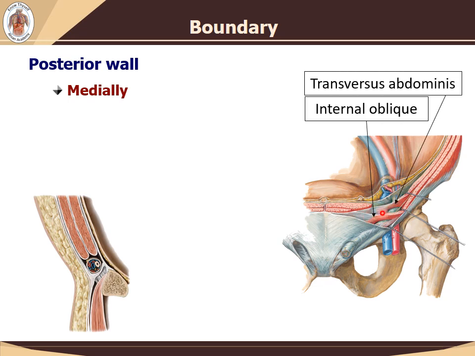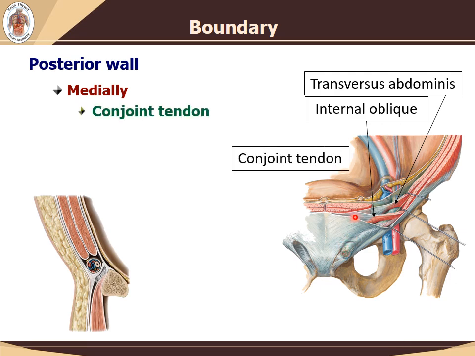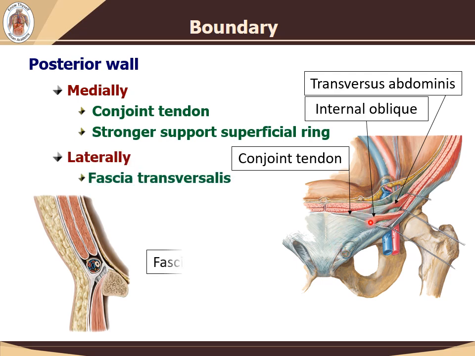They fuse together to be the posterior wall in the medial part, and this conjoint tendon lies behind the superficial ring. So this is a very good support. The conjoint tendon is a strong support to the superficial ring. The deficiency is overcome, protected by this conjoint tendon. And in the lateral part, it is the fascia transversalis that is only forming the wall behind.